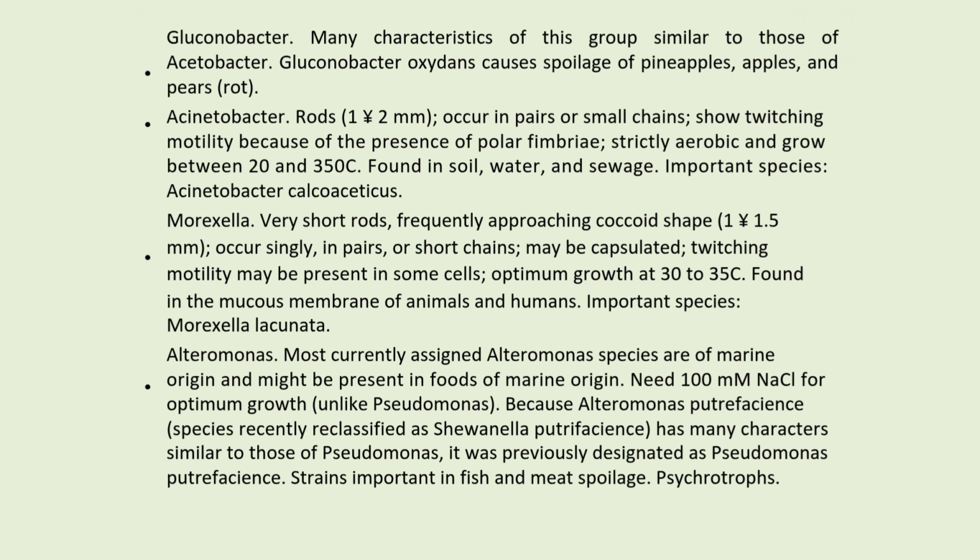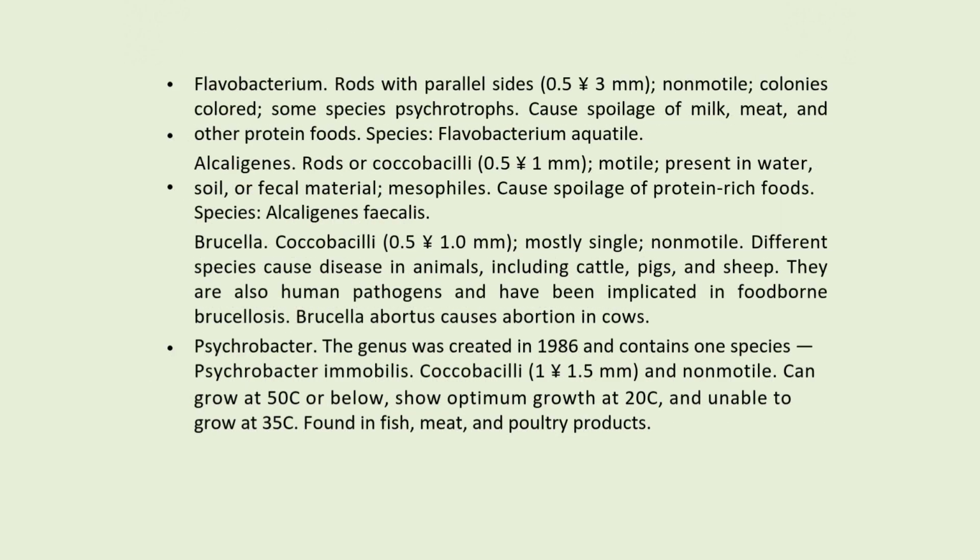Then we have Alteromonas. Most currently assigned Alteromonas species are of marine origin and might be present in foods of marine origin. They need 100 millimolar sodium chloride for optimum growth. The species Alteromonas putrefaciens, recently reclassified as Shewanella putrefaciens, is important in fish and meat spoilage. They are psychrotrophs.